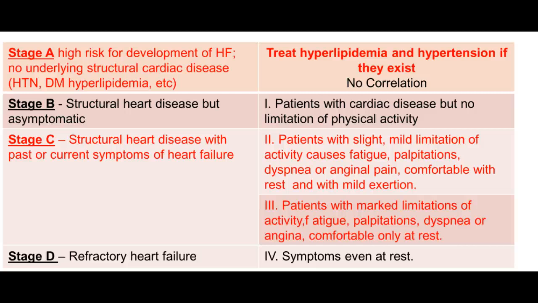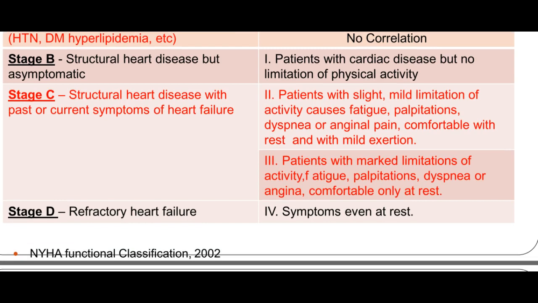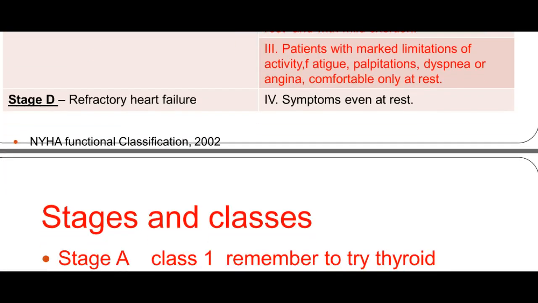Okay, patients with symptoms and underlying disease are classified as, so you're going to look right over there, patients with slight mild limitation of activity causes fatigue, palpitations, dyspnea, or anginal pain, comfortable with rest and with mild exertion. That would be class C, right? These are patients that have symptoms and underlying disease. And those are stage C. I get my classes and my stages mixed up. So make sure you know that box. That box is also in your book.